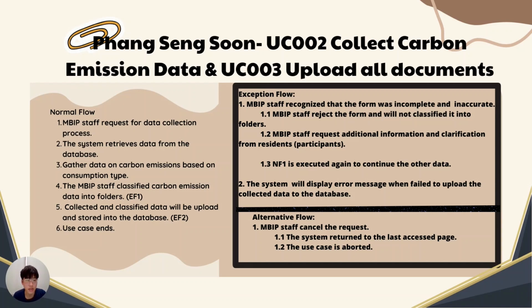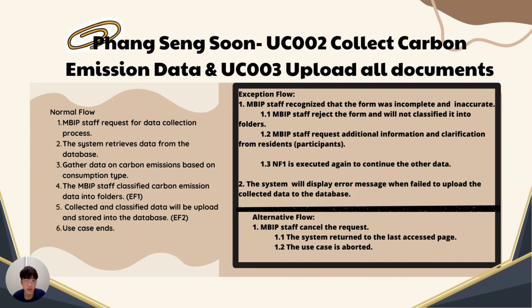As you can see here, the exception flow 1 might happen during normal flow step 4. This is because when the MPIP staff recognize that the form is incomplete and inaccurate, the MPIP staff will reject the form and will not classify it into the folders. Then the MPIP staff will request additional information and clarifications from the participants. Then the normal flow will be executed again to continue with another data.